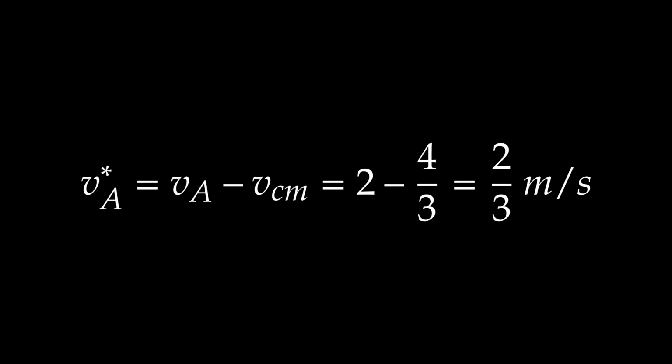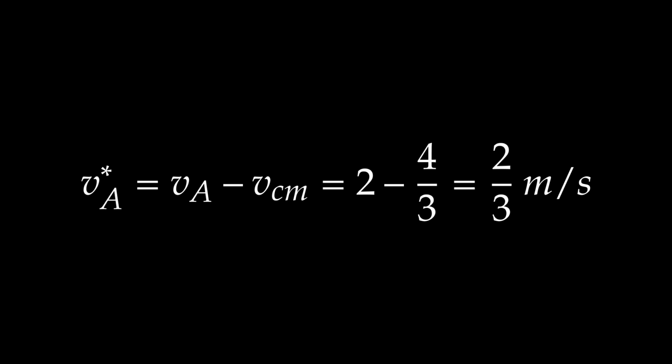VA star, the velocity of A in the center of mass frame, is equal to VA minus the velocity of the center of mass. We've already understood that to transform into a moving coordinate system, I subtract the coordinate system velocity away. Now, VA originally was 2, so it's 2 minus 4/3, which is 6/3 minus 4/3, equal to 2/3 of a meter per second. So the velocity of A in the center of mass frame is 2/3, and that makes sense.